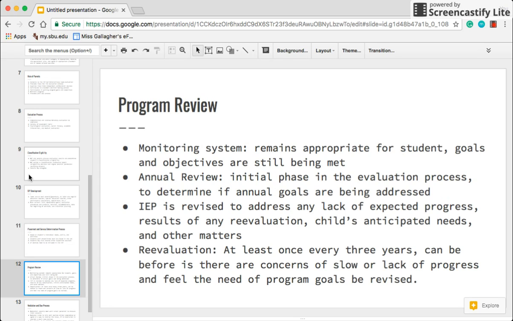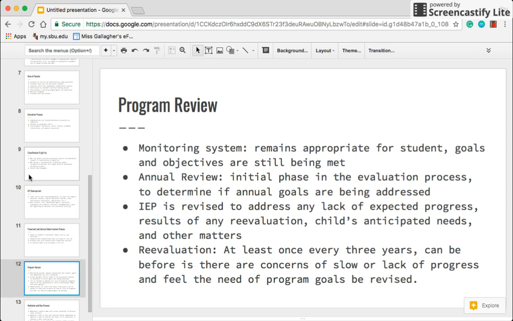Program review. So the program review is a monitoring system. It remains appropriate for the student, and we have to make sure that the goals and objectives are still being met. Annual review. This is the initial phase in the evaluation process, and this is to determine if annual goals are being addressed. The IEP is revised to address any lack of expected progress, any results of any reevaluation that had been done on the student, the child's anticipated needs, and any other matters that may have occurred.